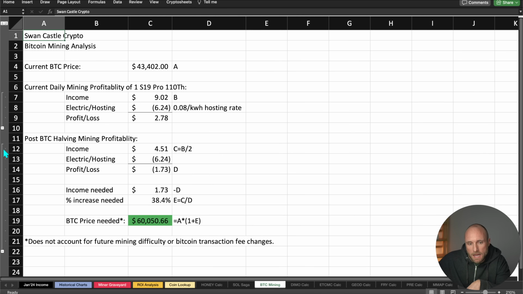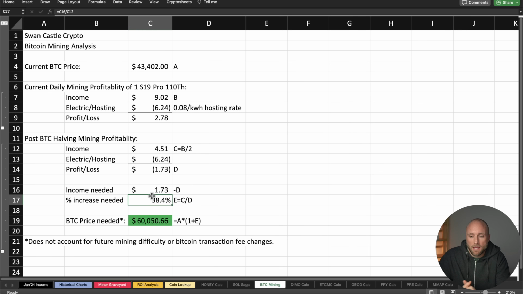Once we get to the halving in, I believe, April 18th to 20th, around that range, that income amount will be cut in half. So we'll essentially need Bitcoin's price to increase 38% by that date for these miners to essentially be back to break even. Now, this also doesn't account for any mining difficulty increases or any transaction fee changes that could potentially happen between now and then. So I would essentially need Bitcoin's price to be substantially higher than $60,000 by that date for these miners to continue to be profitable.